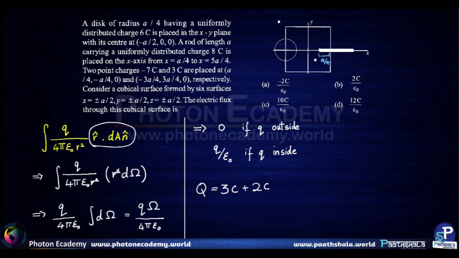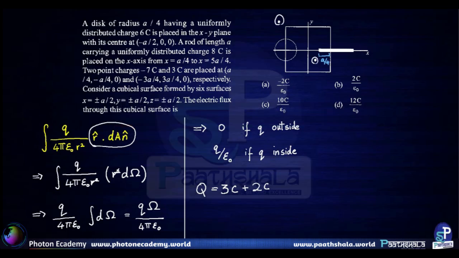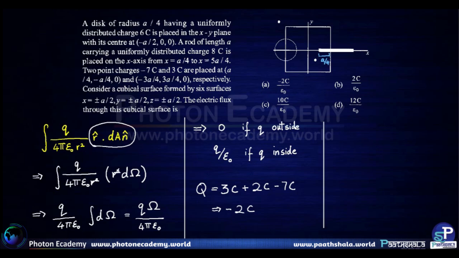And of the 2 point charges, which are minus 7c and 3c, the only charge that is inside is minus 7c. Therefore the total charge inside the cube is equal to minus 2c. Therefore total flux through the surface is equal to minus 2c by epsilon naught, and hence option A is the answer.